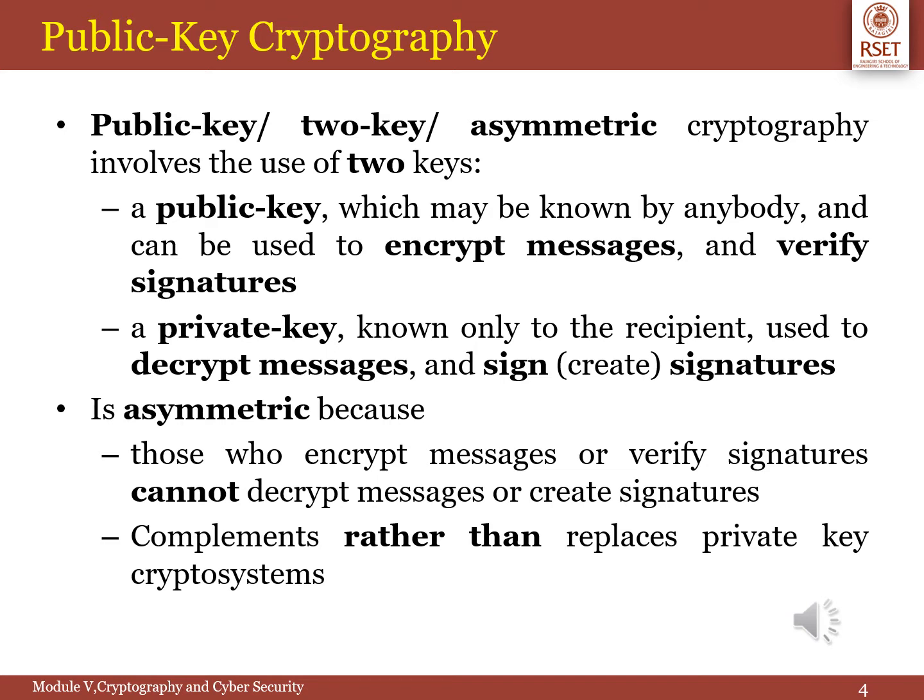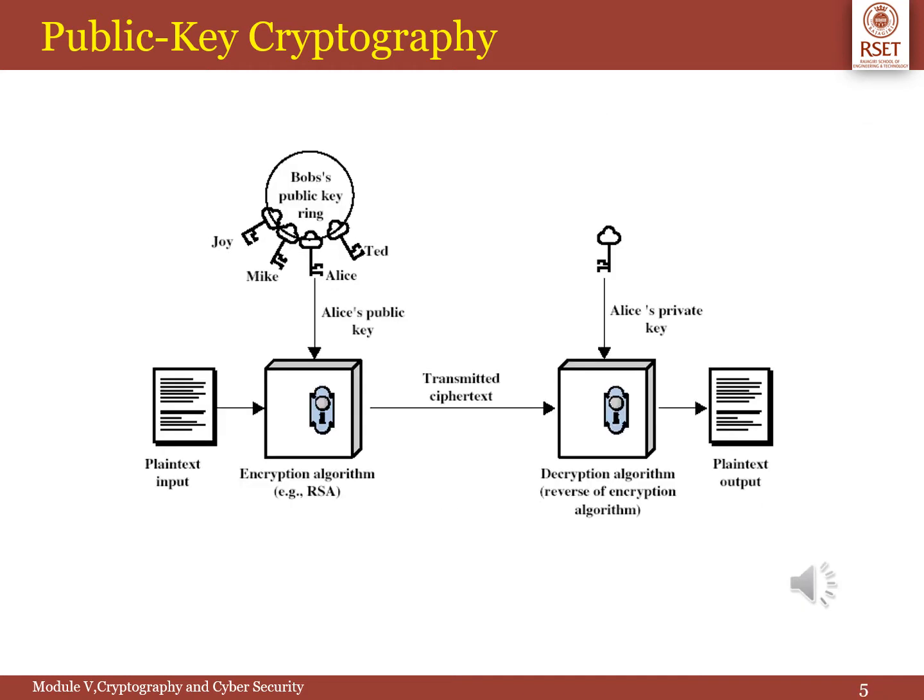It is also called asymmetric encryption, as it involves two keys. And this asymmetric cryptosystem or the public key cryptosystem has been introduced only to complement the private key cryptosystem, not to replace the private key cryptosystem. A public key encryption scheme has 6 ingredients: a plain text, an encryption algorithm, a public and private key combination, cipher text, and the decryption algorithm.